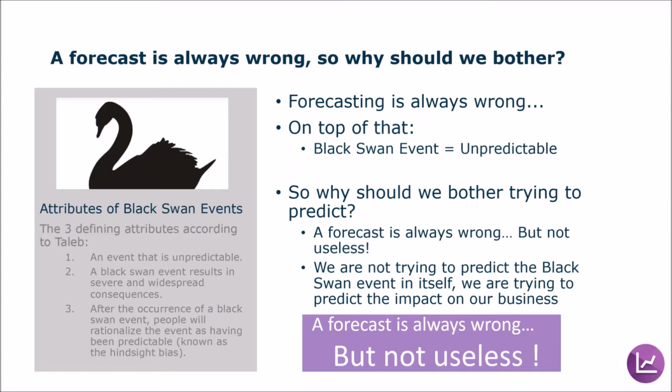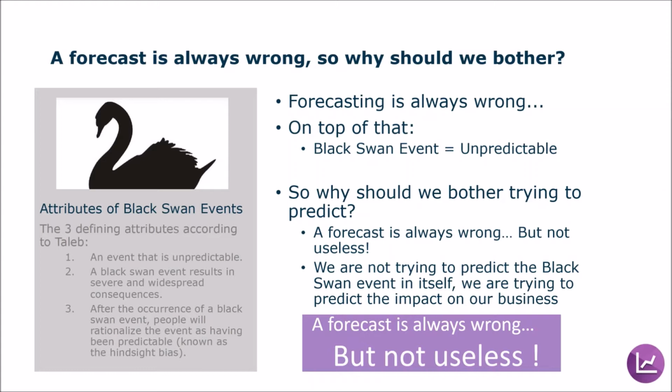And indeed, there's one certainty in life: a forecast in general is always wrong. And on top of that, indeed, a black swan event, something that happens once in a lifetime or very seldom, is unpredictable on top of that. So why should we bother trying to predict it?